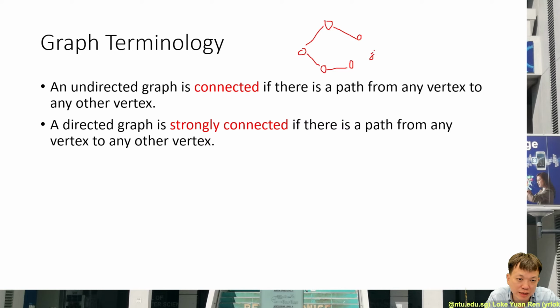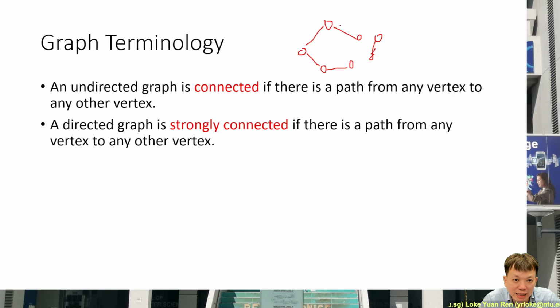This undirected graph is connected, but this one is not. If I add 2 more vertices, somehow like this, then they are not connected, because this vertex cannot connect to any other. From here to here, there's no connection. So that is for undirected. Strongly connected is for directed graphs.